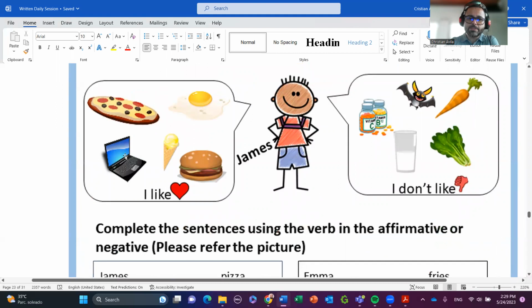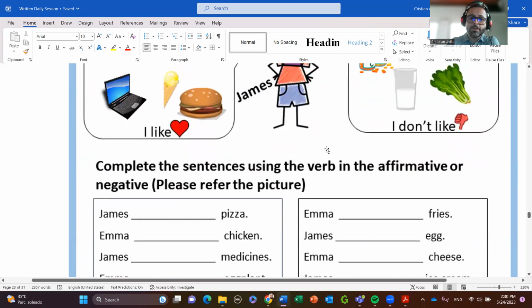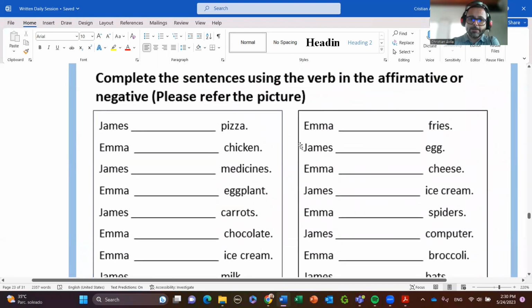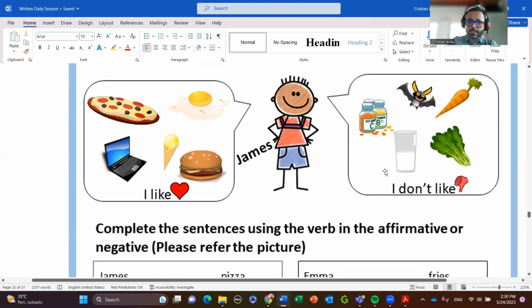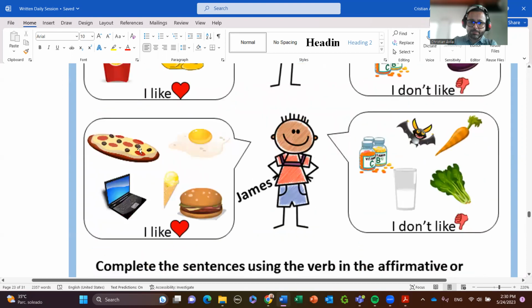And right here you have James. These are the things and food that James likes. And these are things and food, or in this case, vitamins, that James doesn't like. So this is what you have to complete. Over here, complete the sentences using the verb in affirmative or negative. So please, you have to refer to the picture. I'm going to do one for each. For example, over here, James, and then we have pizza. So we have to look at the things that James likes or doesn't like. In this case, I don't see pizza right here, but I see pizza on this side.